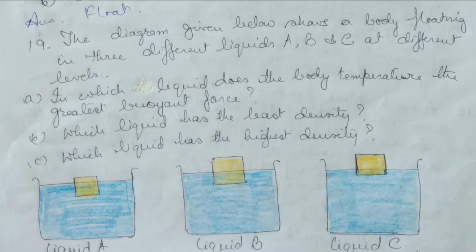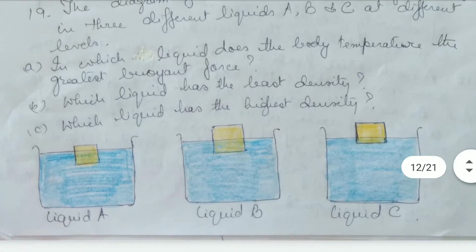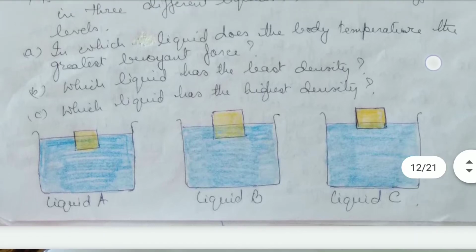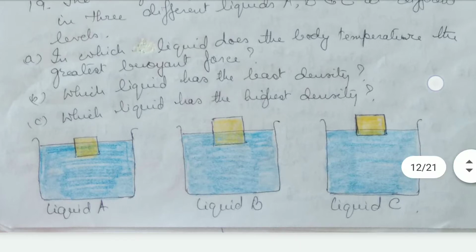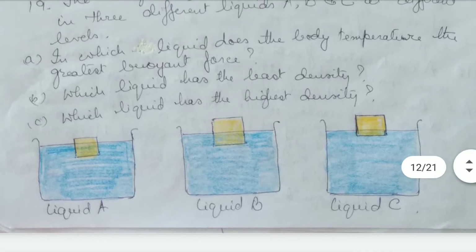It's floating. In liquid A, the body which is floating has 3/4 of the body underwater. In B, half of the body is underwater, and in case of C, 1/4 of the body is underwater. But in all the cases the body is floating, it's not sinking. So the buoyant force will be equal.